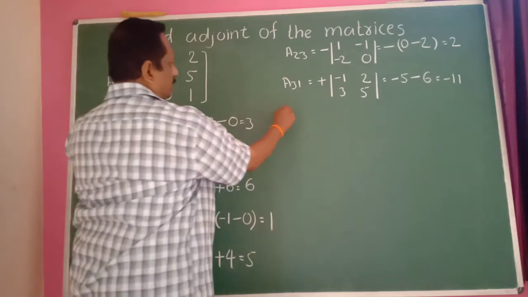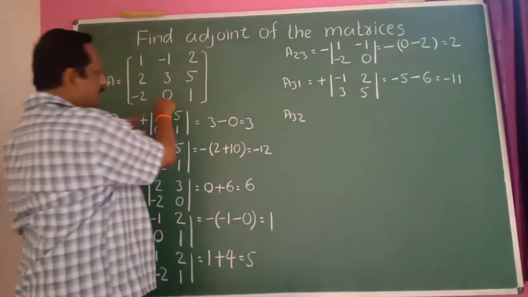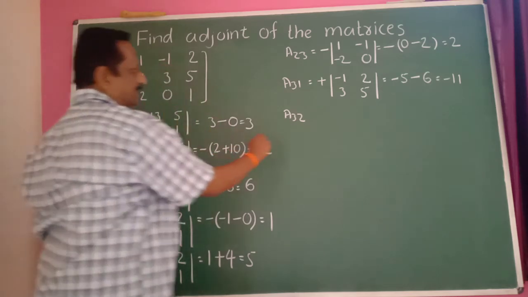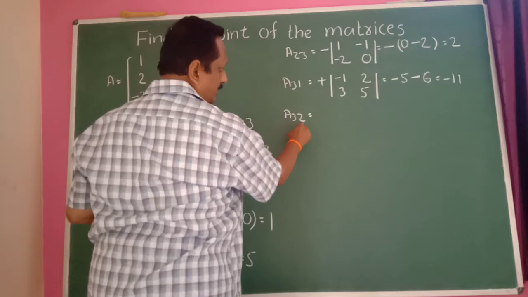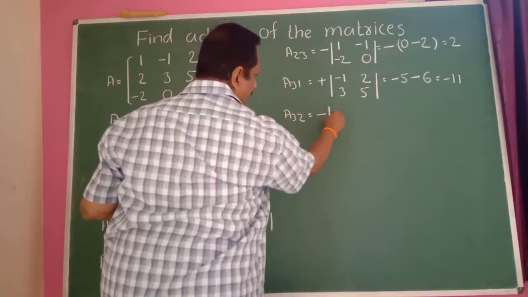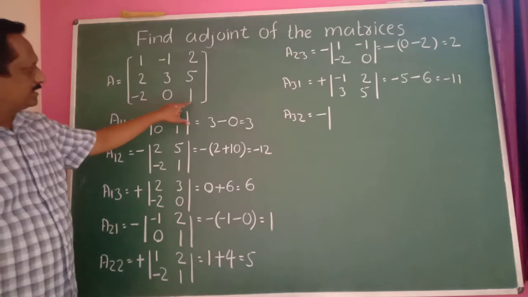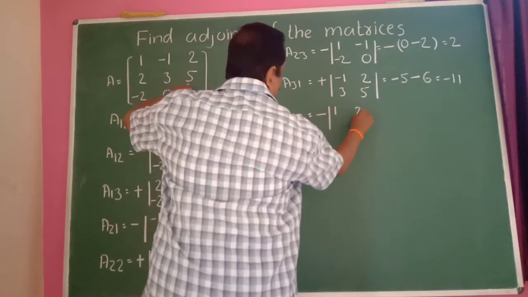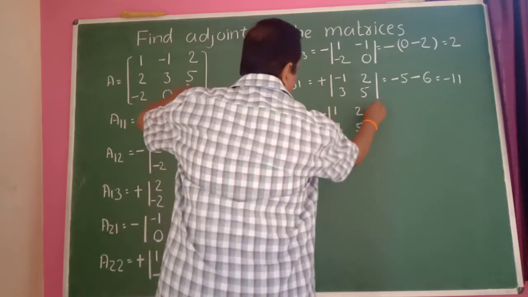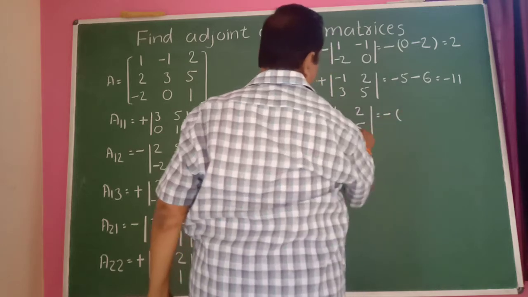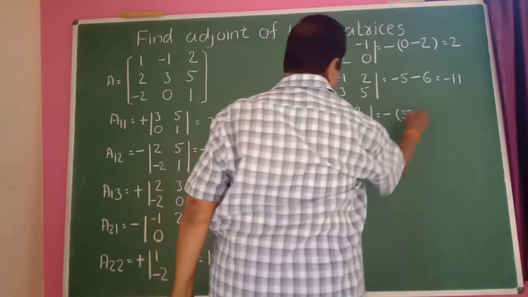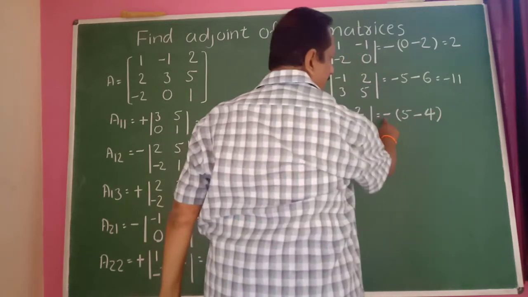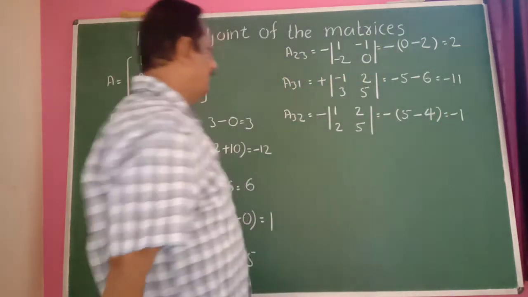Then A32. A32 means cofactor of this element here, this element in the third row, second column here. 3 plus 2 is 5, odd number. Take care, minus sign. Determinant here, deleting the third row, second column: 1 2, 2 5. Therefore this is equal to minus of 5 ones are 5. So write here 5 minus 2 2s are 4. So write here 4 here. 5 minus 4 is 1. Outside minus is there. So minus of 1 is A32.